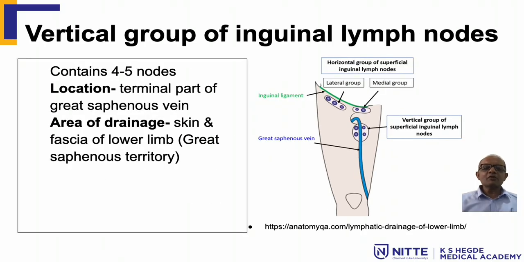The vertical group of inguinal lymph nodes. They are located at the terminal part of the great saphenous vein, which has been shown as a blue line. They contain 4 to 5 nodes. Their area of drainage includes the great saphenous vein territory, that is, the medial side of the foot and the medial side of the leg.